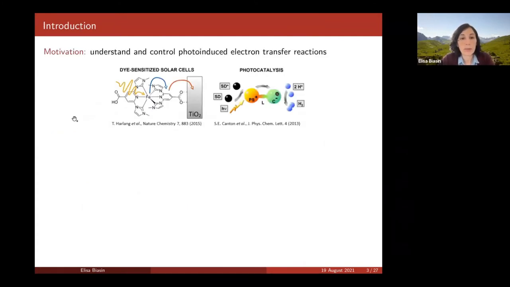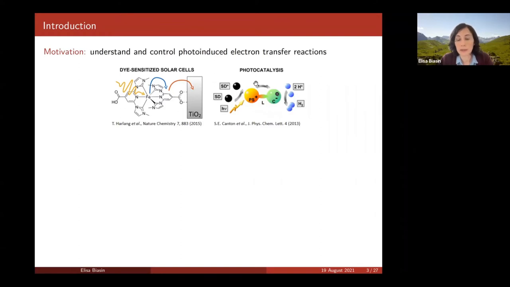The motivation underlying my research is to understand, with the ultimate goal of controlling, photo-induced charge transfer transitions in photofunctional materials, in particular transition metal complexes. Charge transfer processes are ubiquitous in nature. We can think of photosynthesis and also technologies that harness solar energy, like dye-sensitized solar cells, where sunlight can be transformed into an electric current, or photocatalysis, where sunlight is utilized to catalyze a reaction of interest, could be hydrogen evolution, CO2 reduction.